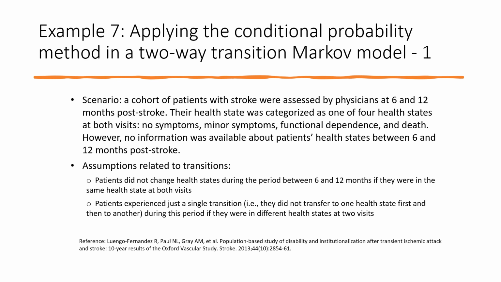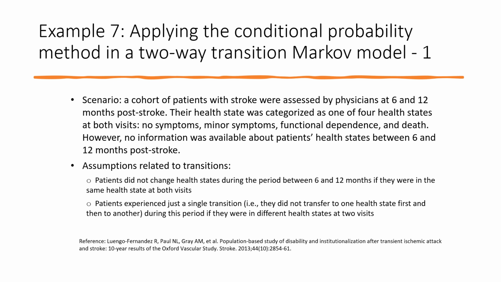We assumed that a cohort of patients with stroke were assessed by physicians at 6 and 12 months post-stroke. Doctors categorized their health states in 4 health states at both visits: no symptoms, minor symptoms, functional dependence, and death. However, no information was available about patients' health states between 6 and 12 months post-stroke. As a result, we made the following assumptions related to transitions.